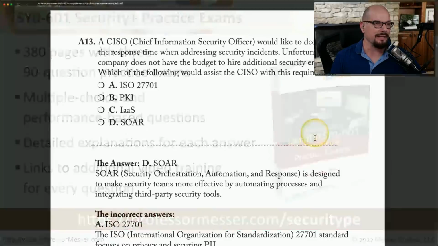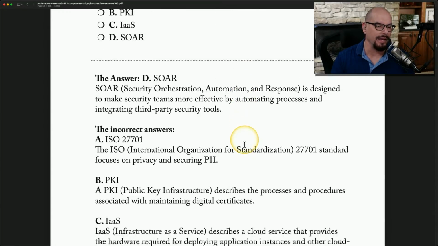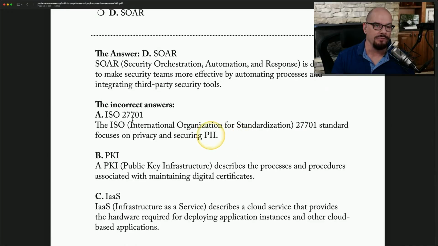On the practice exam page, on the answer page, I've got answers here that tell you the answer was indeed D, SOAR. SOAR stands for Security Orchestration, Automation, and Response, and I give an explanation of why that's the right answer. That's what you would commonly find on a lot of practice exams. But I also, on every single incorrect answer, break down for you why every incorrect answer was wrong. Those are the ones I always choose, by the way.